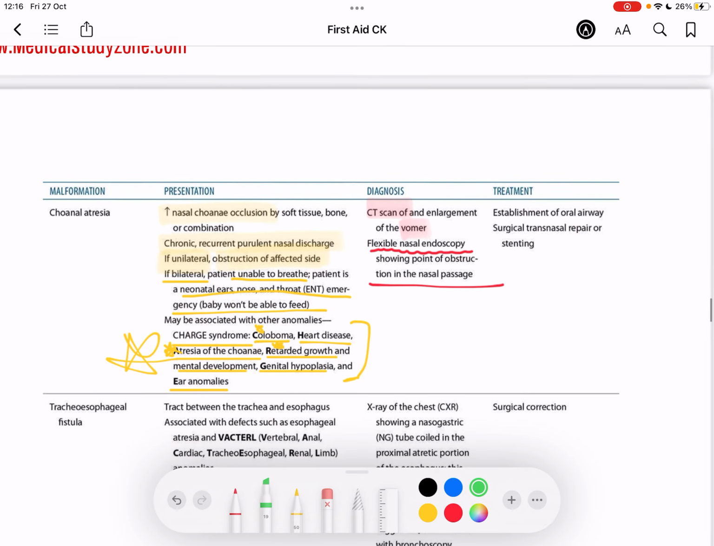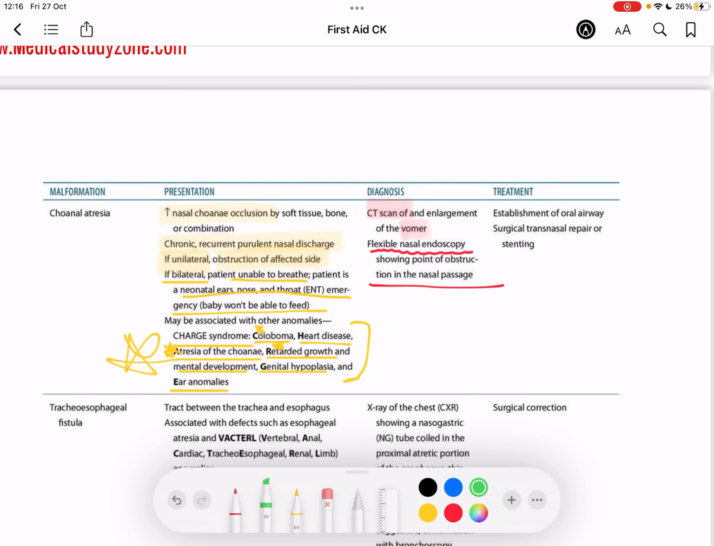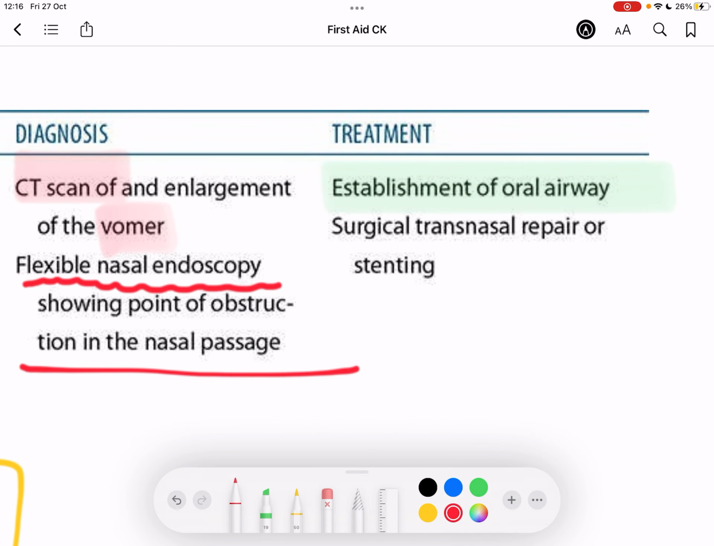Regarding your treatment, the most important thing, especially if it's bilateral, is to establish an oral airway. So making sure that the baby or the neonate is able to breathe sufficiently. Then once we've done that, we can then start to consider surgical nasal repair and potentially even stenting.